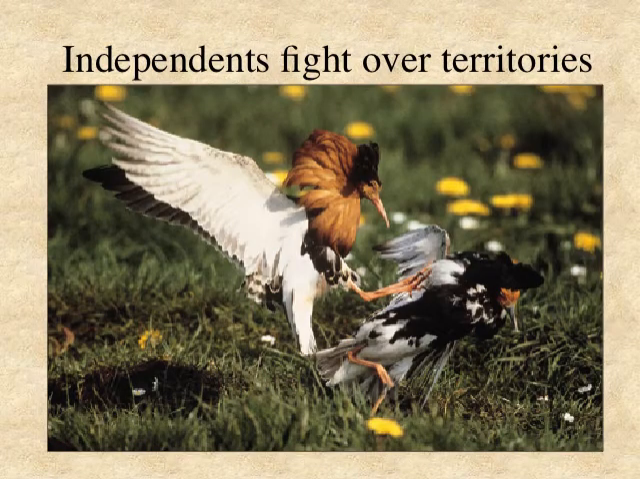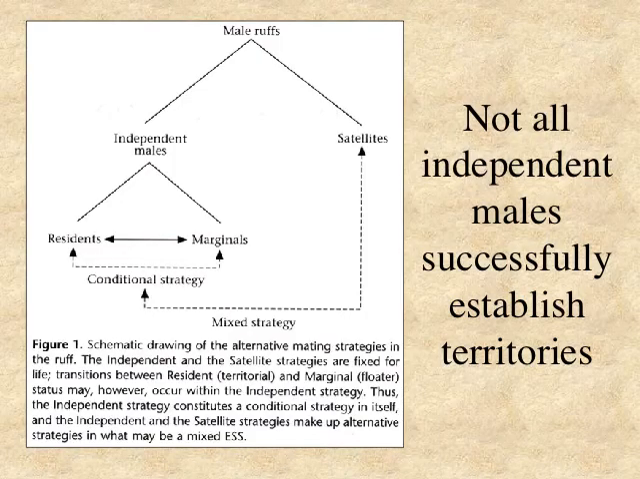And those independents fight with each other. Here's two independents fighting, and some of them win, some of them lose in these fights to have these display territories at the lek. And then not all of those independent males successfully establish display territories. So those are what become the marginals, right? So this is a diagram of the sort of complex mating system.